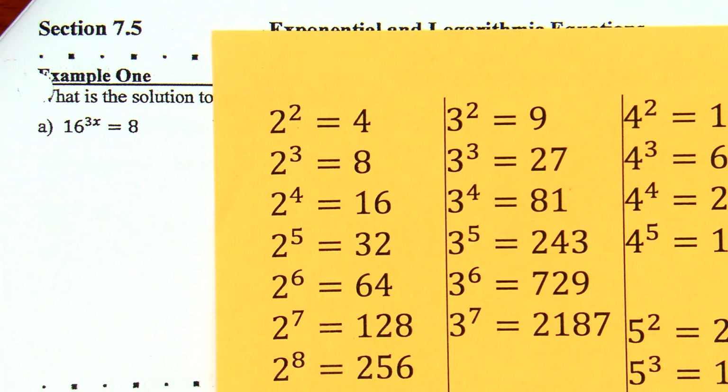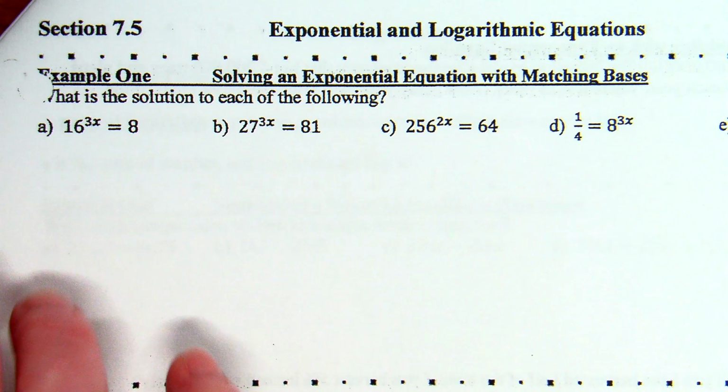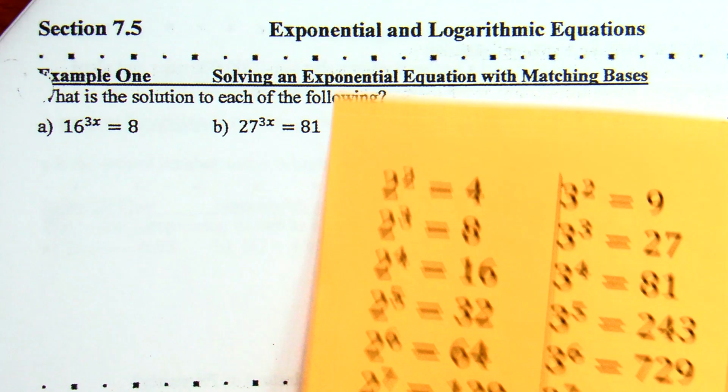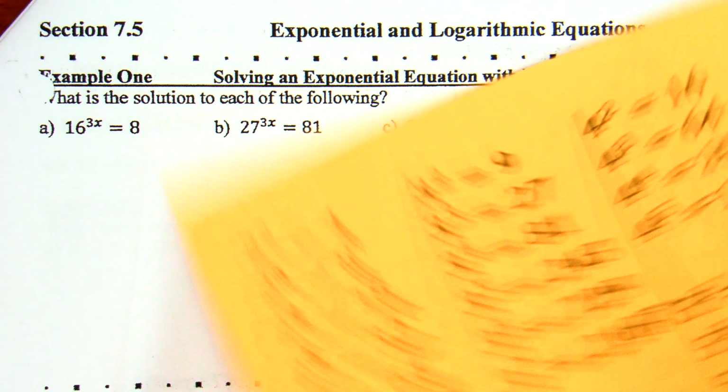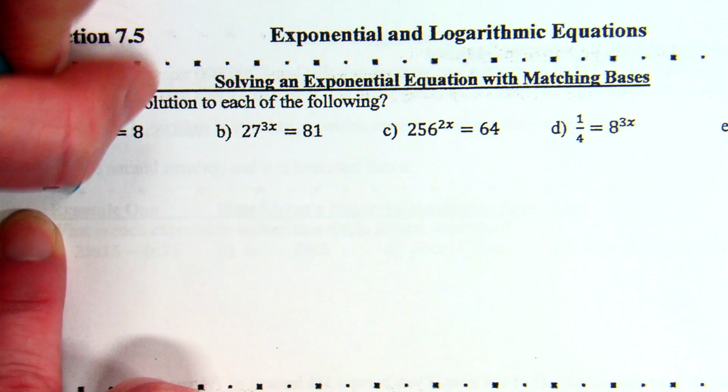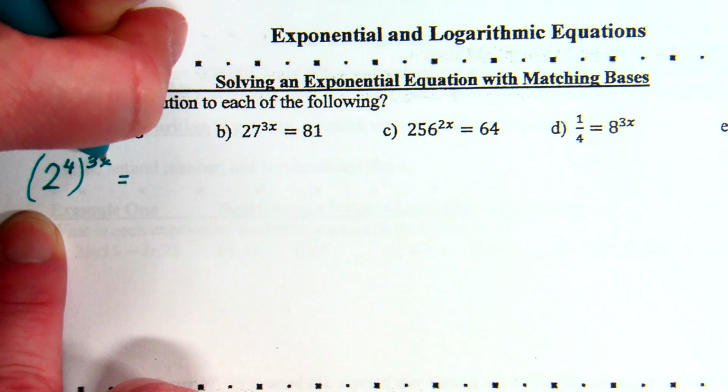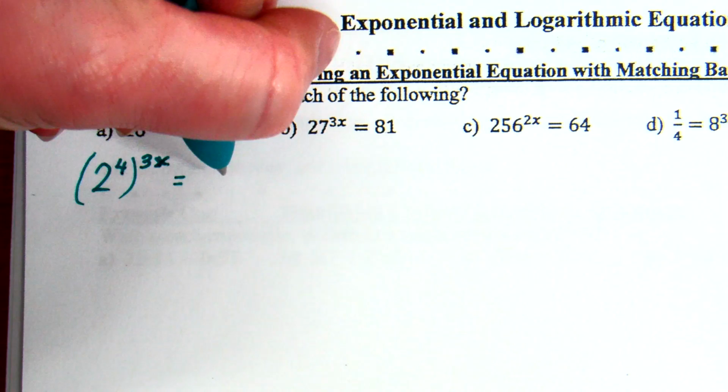These are numbers that are helpful to know. I provide you the gold paper to help, so let's rewrite. 16 can be rewritten as what according to this paper? 2 to the 4th. And yes, we could say 4 to the 2nd, however, that doesn't help. I want to have the same base. So we're going to use 2 to the 4th, raised to the 3x. What about 8? How can 8 be rewritten? 2 to the 3rd. So good news, we have bases of 2s.